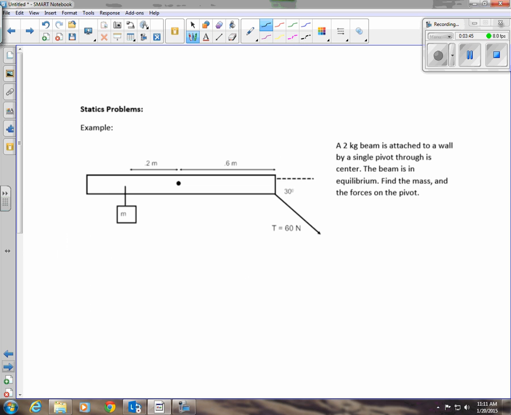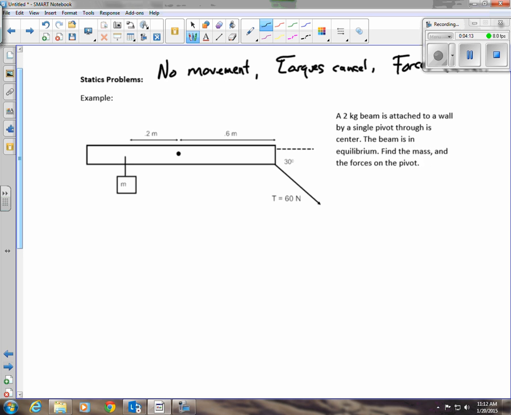Now, the next page is another example. Okay, we have a static problem here. We're going to do these for a little while. Static problems. There is no movement. So it's not going to turn, so the torques have to cancel. And it actually doesn't move up and down or sideways either, so the forces cancel. So for these problems, we're always going to try to set torques equal to each other and forces equal to each other to make them cancel out.